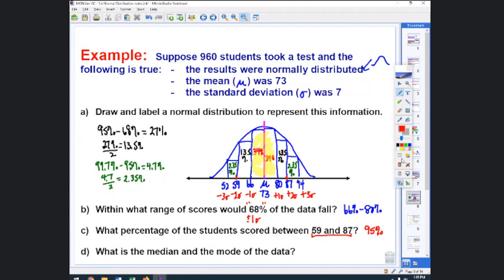And the last one says, what is the median and the mode? Well, it's normally distributed. So I can say a normal distribution, I'm told in the question. So therefore, I can say the median should be equal to whatever the mean is, which is 73. And the mode should be also 73 or approximately 73% because they're scores, so they're in percentages.